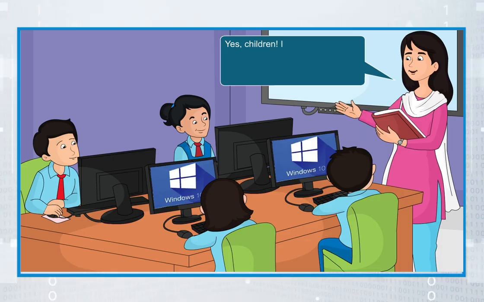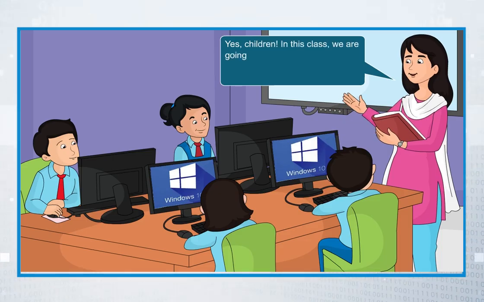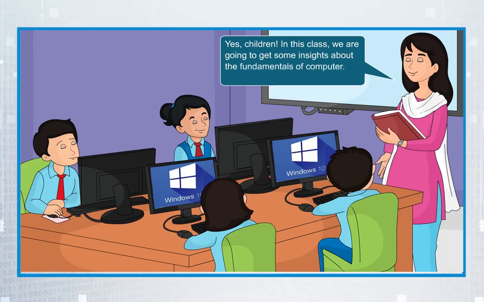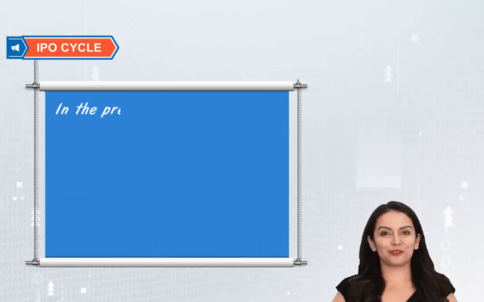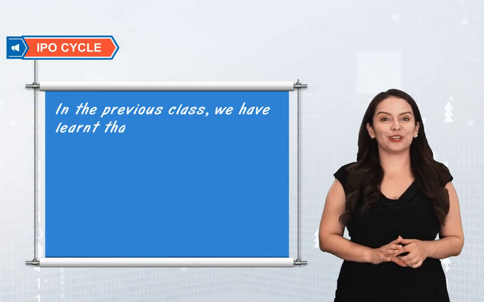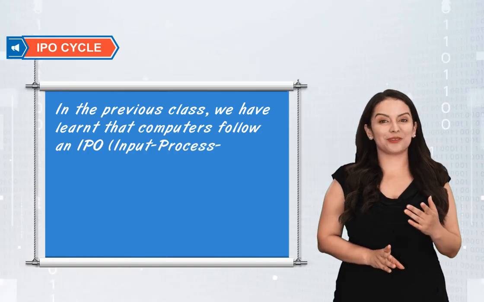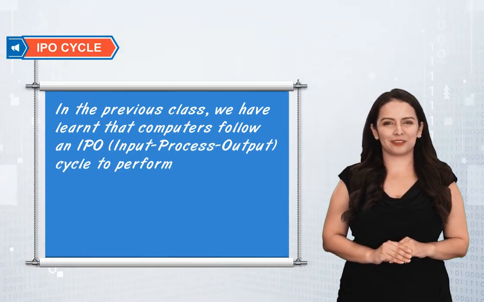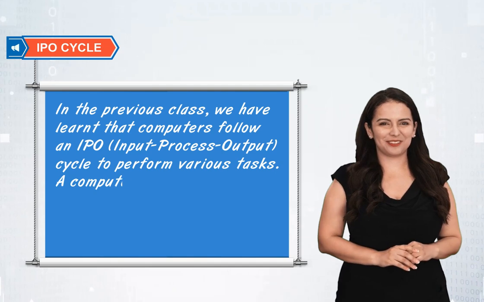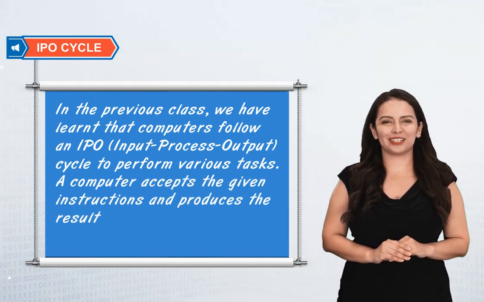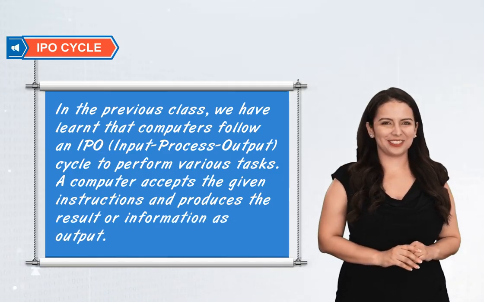Yes, children, in this class, we are going to get some insights about the fundamentals of computer. Let's begin. IPO cycle. In the previous class, we have learned that computers follow an IPO (input, process, output) cycle to perform various tasks. A computer accepts the given instructions and produces the result or information as output.